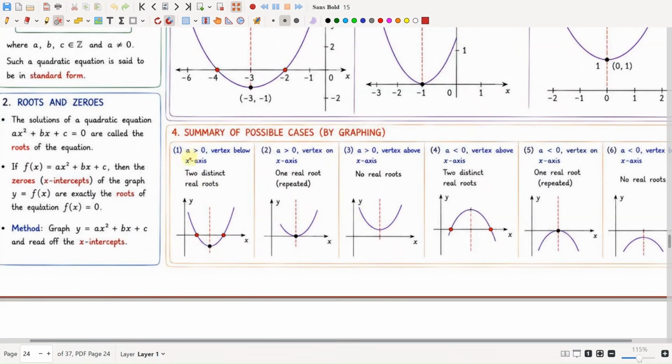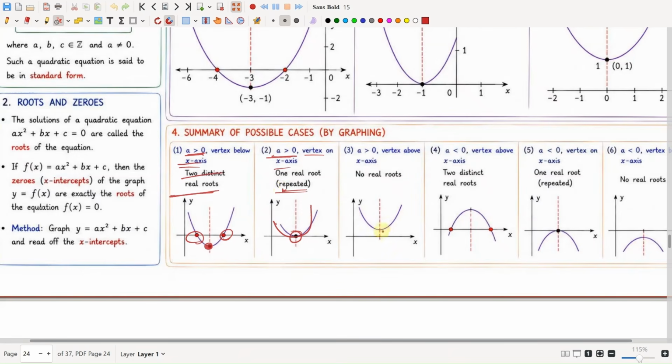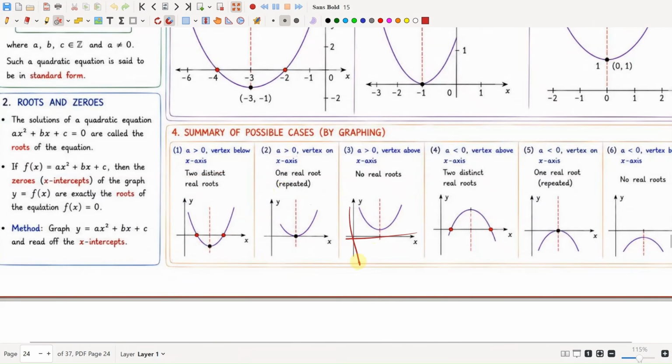Let us have the summary of all possible cases in graphing. If a is greater than 0 and the vertex is below and it cuts the x-axis at 2 points, then there will be 2 distinct real roots. If a is greater than 0 and the vertex is on the x-axis, then it will be one real root and it will be repeated. If the parabola does not even touch the x-axis, then there will be no real roots.